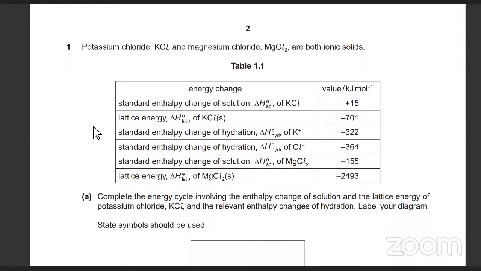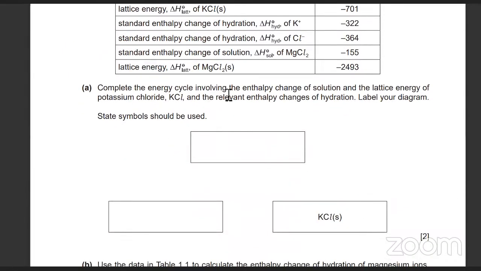So starting with the first one, this one is about lattice energy, and it says complete the energy cycle involving the enthalpy change of solution. So KCl solid. Now enthalpy change of solution is that KCl solid will turn into KCl aqueous. So K plus 1 aqueous plus Cl minus 1 aqueous. So this is your enthalpy change of solution, delta H solution.